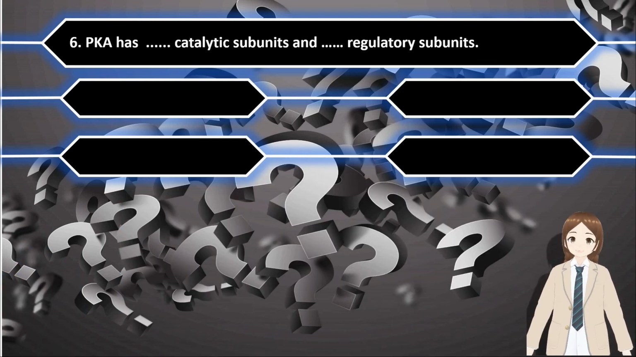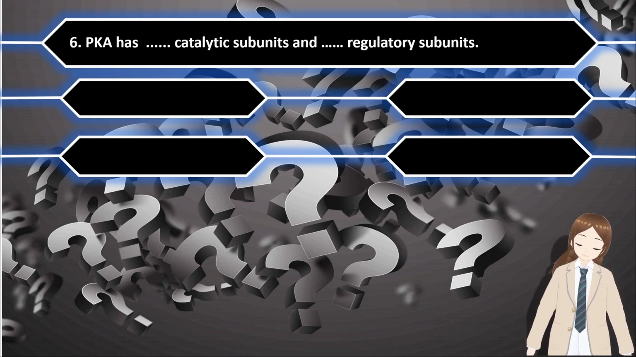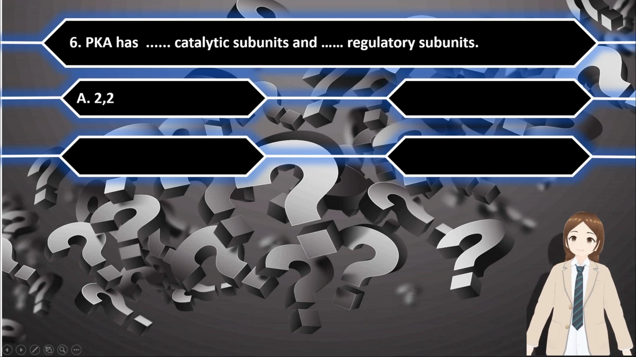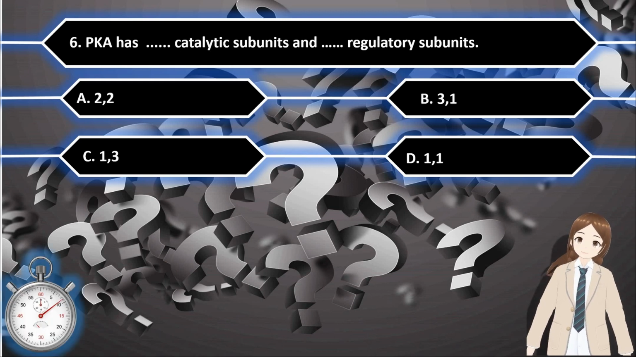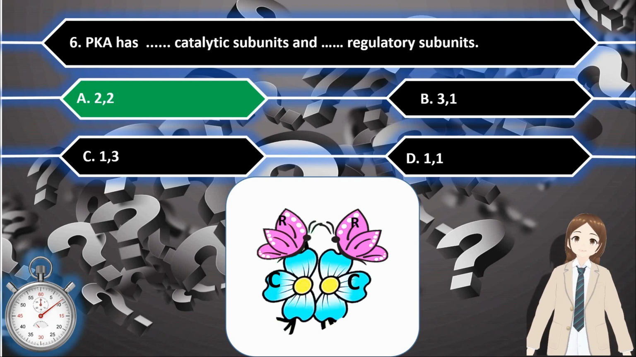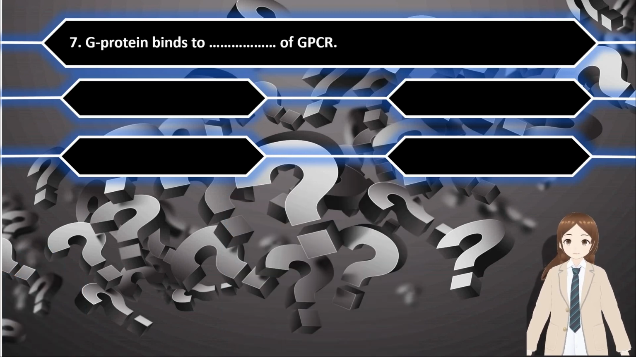Question number 6. PKA has catalytic subunits and regulatory subunits. A. 2 2, B. 3 1, C. 1 3, and D. 1 1. You have 10 seconds. Time is over. The correct answer is A. 2 2.